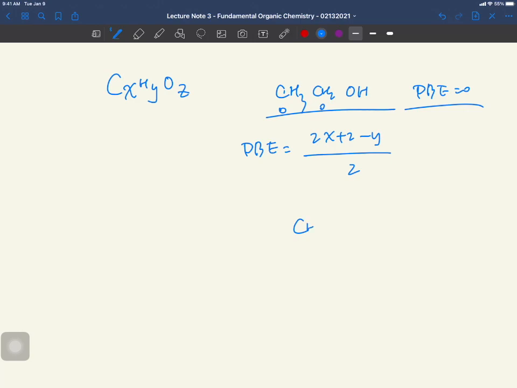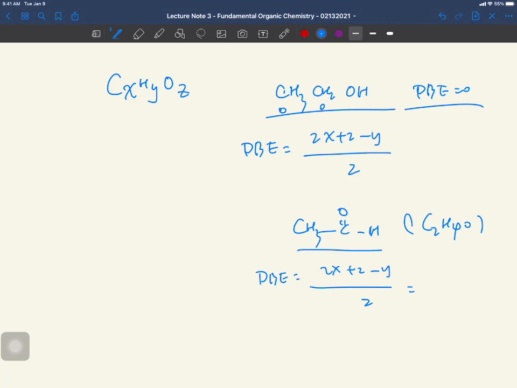Let's try one more molecule. Now say it's acetaldehyde, CH3CHO. The molecular formula will be C2H4O. If we still use the same idea, 2x plus 2 minus y divided by 2, we get 2 times 2 plus 2 minus 4, divided by 2. We got 1. This is exactly the same as the double bond, right? It is 1, and there is 1 C=O double bond. So based on our few examples, we don't need to care about the number of oxygens when calculating the DBE. So why does this make sense?